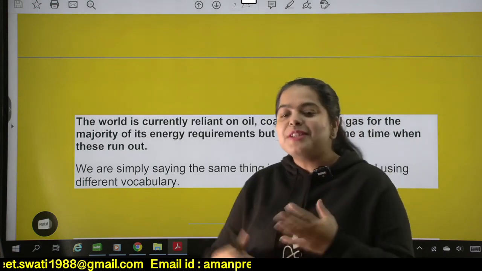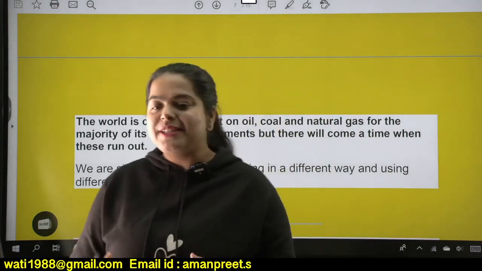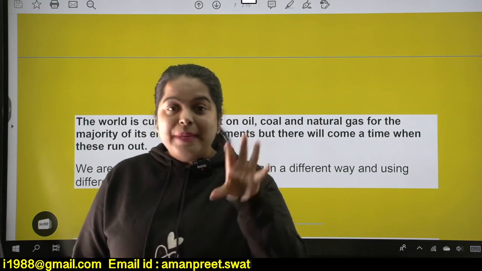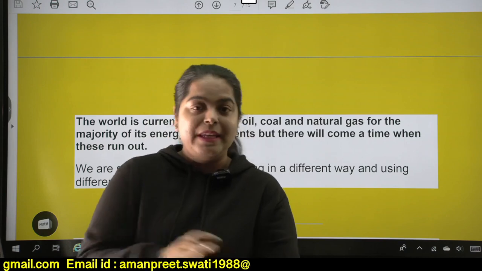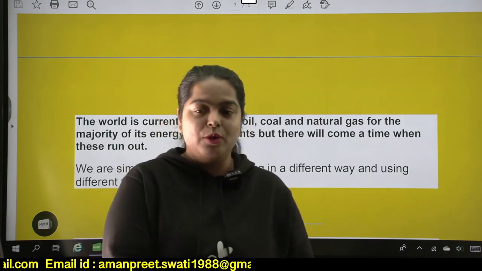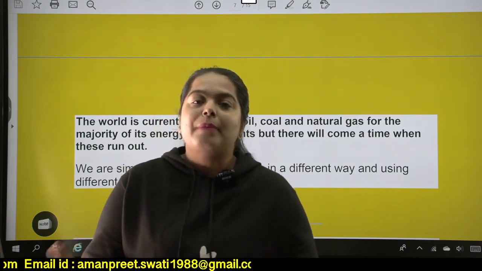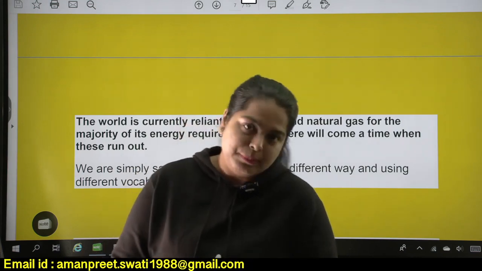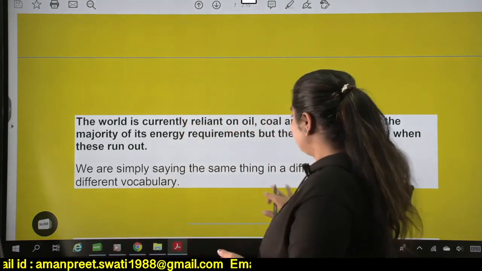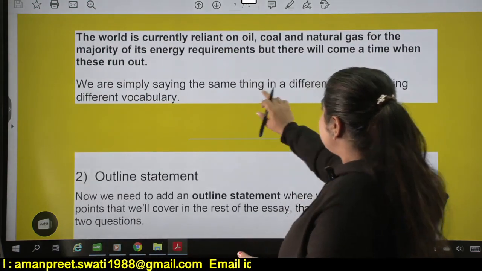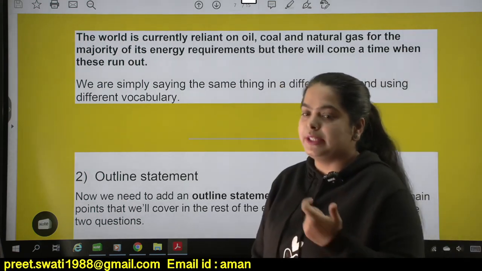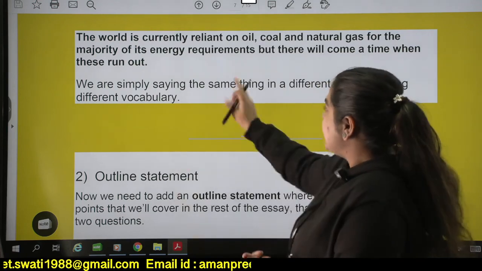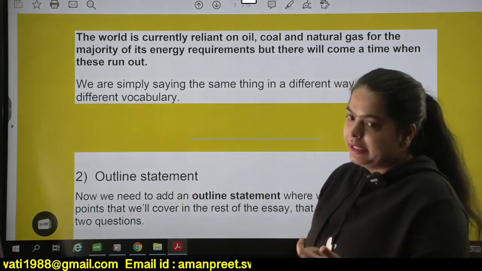So what is paraphrasing all about? Paraphrasing is when the meaning should be the same, but you're using different terminology. What is this all about? Paraphrasing the statement or the question, right? So we are simply saying the same thing but in a different way and using different vocabulary. Same thing in a different way with different vocabulary.